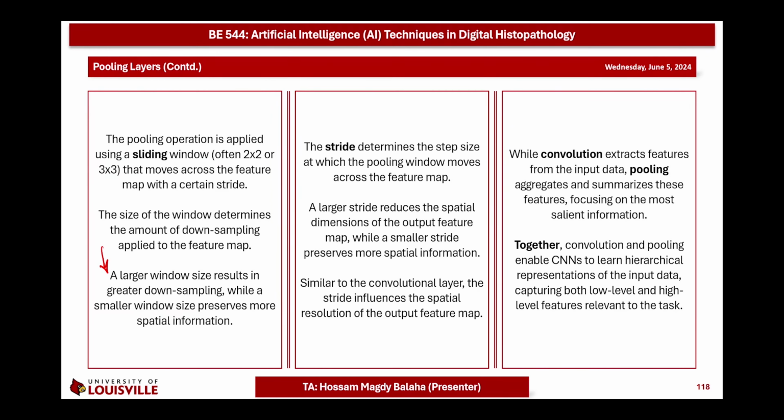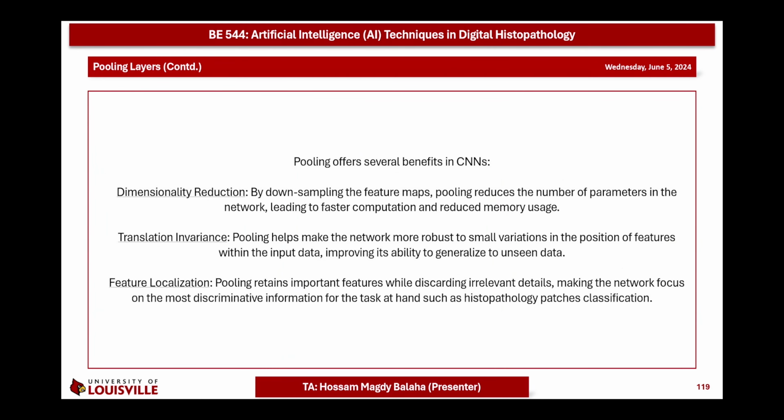Together, convolutional and pooling layers will enable the CNN to learn hierarchical representations of the input data, and this will capture both low-level and high-level features which are relevant to the task at hand. There are different benefits and advantages of pooling layers. First, as said, dimensionality reduction. By downsampling the feature maps, pooling layers will reduce the number of parameters in the network, and this will lead to reduced complexity, faster computation, and reduced memory usage.